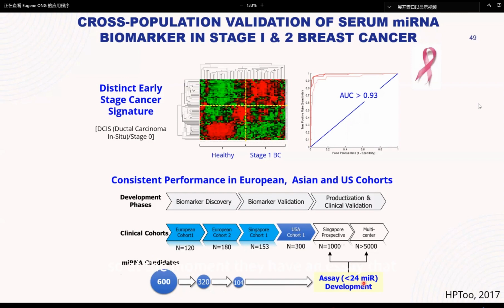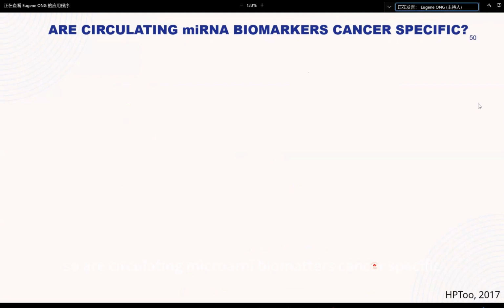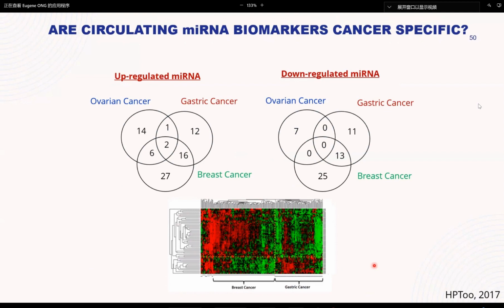So at the moment, they have an assay that requires less than 24 microRNAs to screen these thousands of the population. So are circulating microRNA biomarkers cancer specific? According to their study, they were able to find that there are certain microRNAs which are upregulated, and they play a role in different types of cancer.